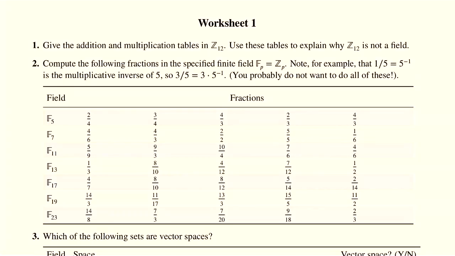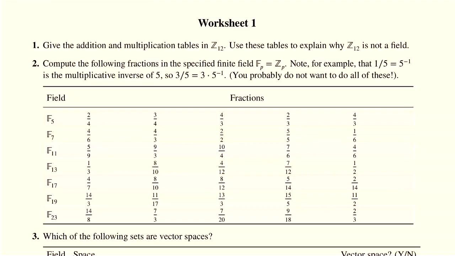So maybe the first one I won't explicitly do. You know how to do the addition and multiplication tables in Z12. If you don't, then we can discuss it indeed. But here you put the 0 up to 11 down here, 0 up to 11 up here, and in the boxes you do x plus y in one of them and x times y in the other table, two different tables. And it does say use these tables to explain why it's not a field.